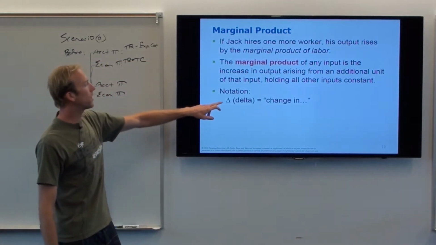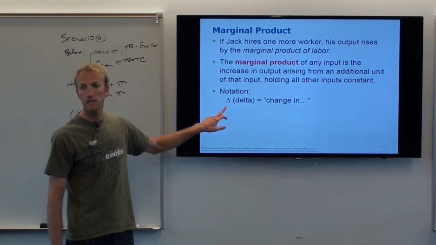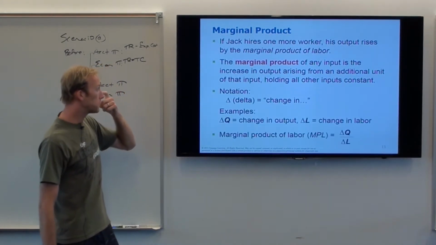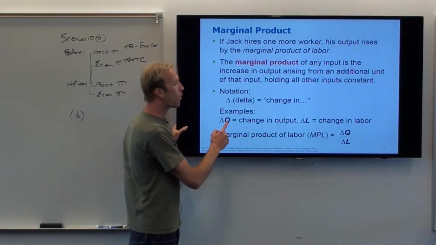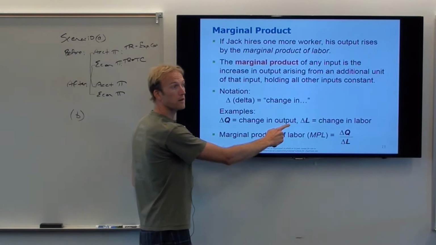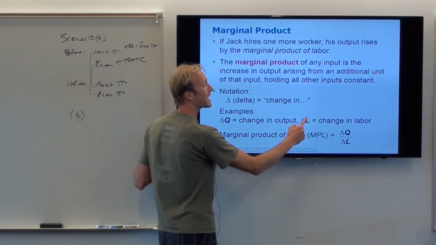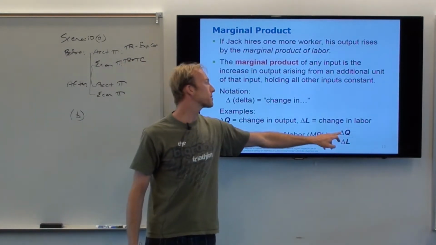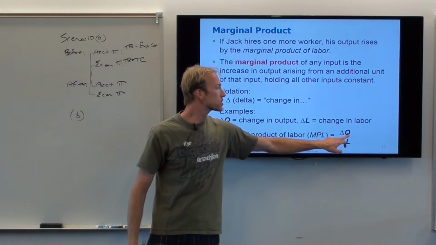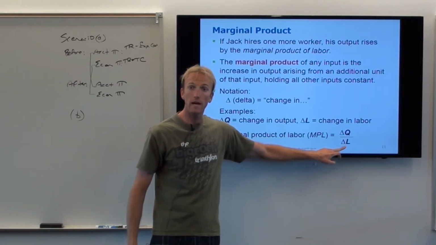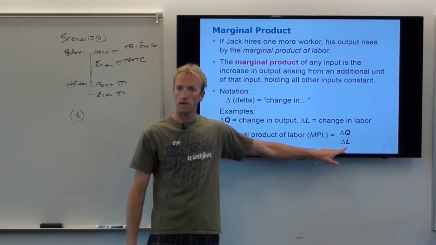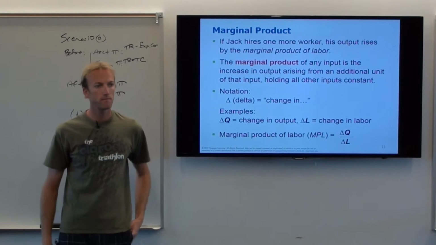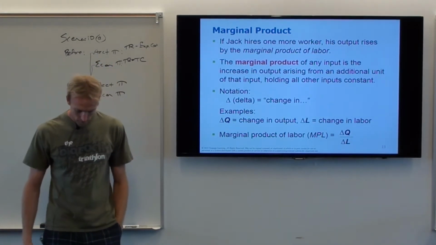You have probably seen the capital Greek letter delta before. It means change in. So you are going to have a change in quantity, a change in the total amount of product being made, and a change in labor, the total number of workers. Marginal product of labor can be written mathematically like this: how much does the total product change when I change the workers by 1? That's what that's asking.